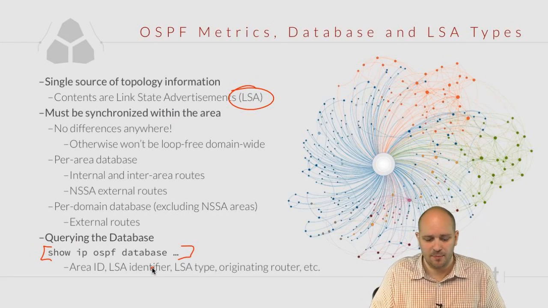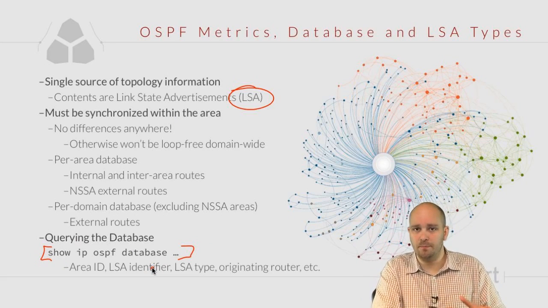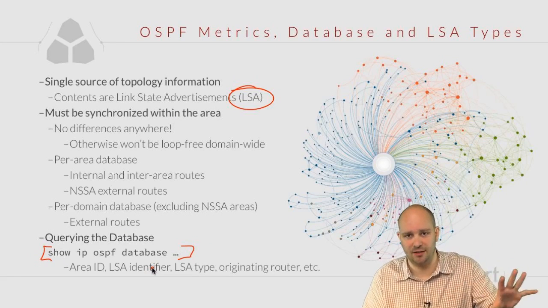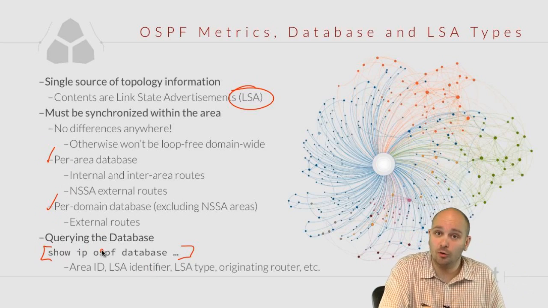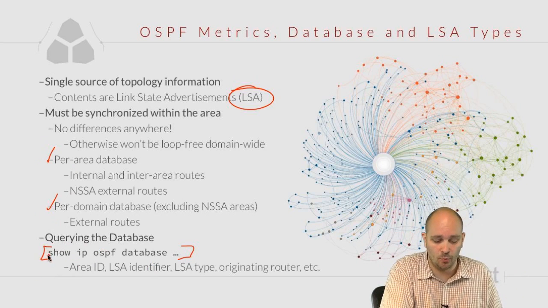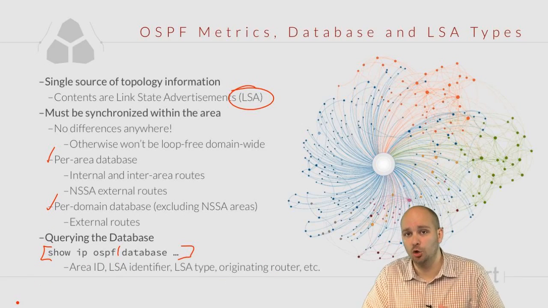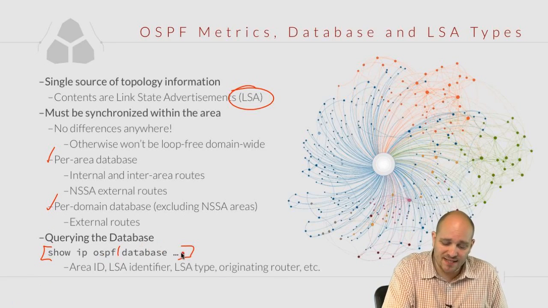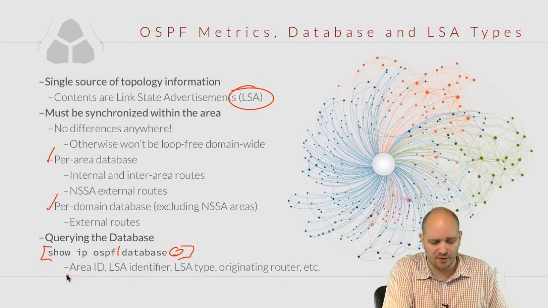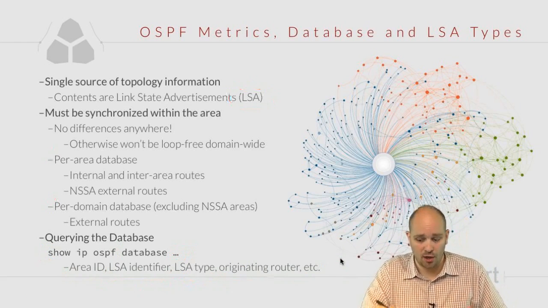IP OSPF database. If you're running multiple OSPF processes, and that is possible, each separate process will have their own set of databases, per area databases and per domain databases, and you can query those individual databases with a command like show IP OSPF 1 database or show IP OSPF 2 database for OSPF process 2. And then after this database, we can specify, for example, the area ID that we want to look at, the LSA identifier, the LSA type, what is the originator router, and so on and so on.